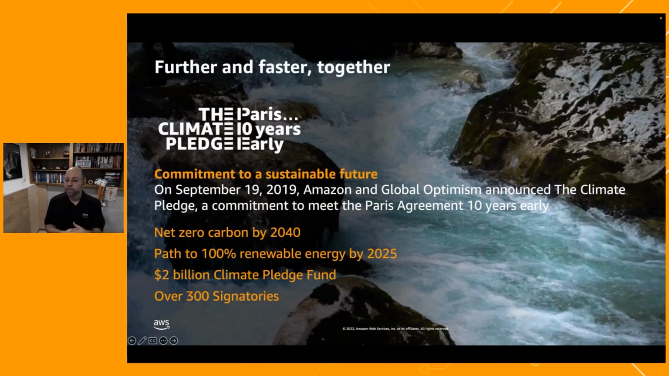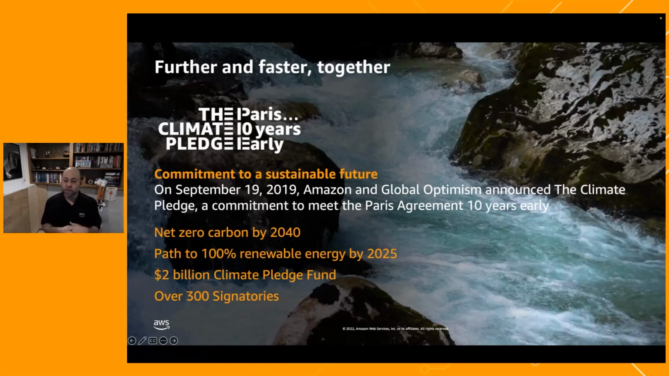We started this in September of 2019 when we announced this climate pledge with global optimism. This was a commitment to be carbon net zero 10 years before the Paris Agreement, which set 2050 as the goal. Our public goals, listed here: net zero carbon by 2040, powering operations with 100% renewable energy. We initially committed to reach that by 2030, but we're now on a path to meet that target by 2025.